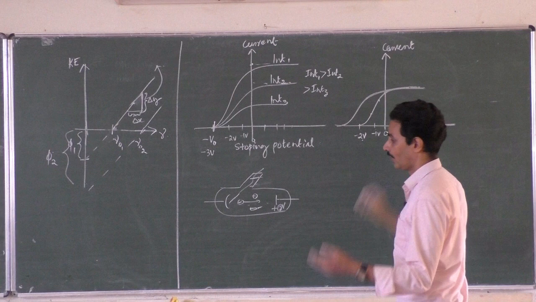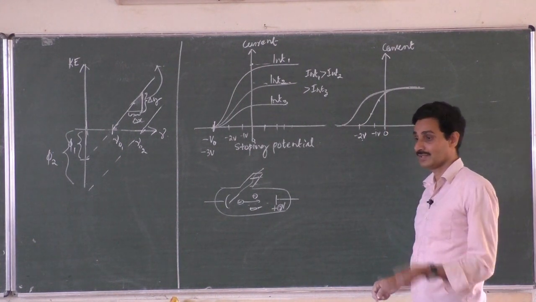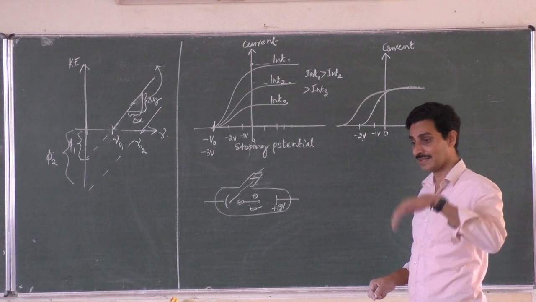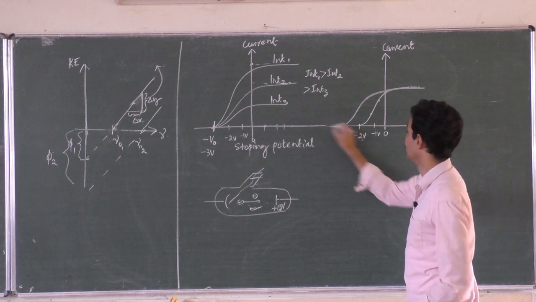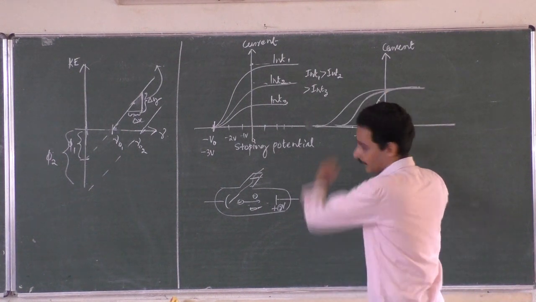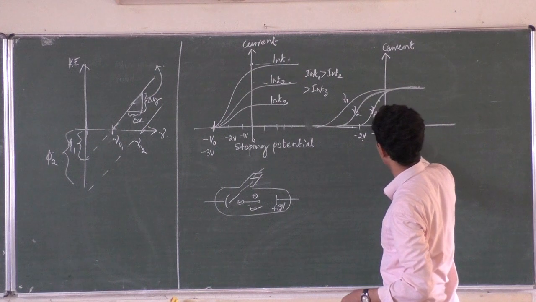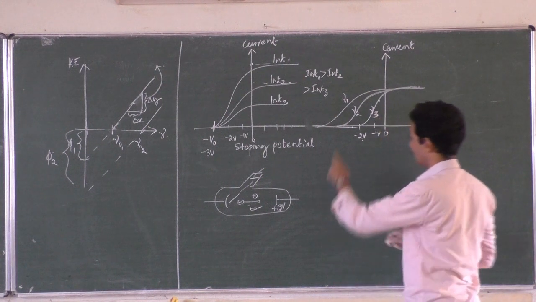Why? Because you are not increasing the number of photons. You are just increasing the frequency. Keeping the same number of photons, you are increasing the kinetic energy. And if you increase the frequency further, what happens? More stopping potential is needed. So, this is for nu 1, this is for nu 2, this is for nu 3. Frequency of incident radiation, I am writing.